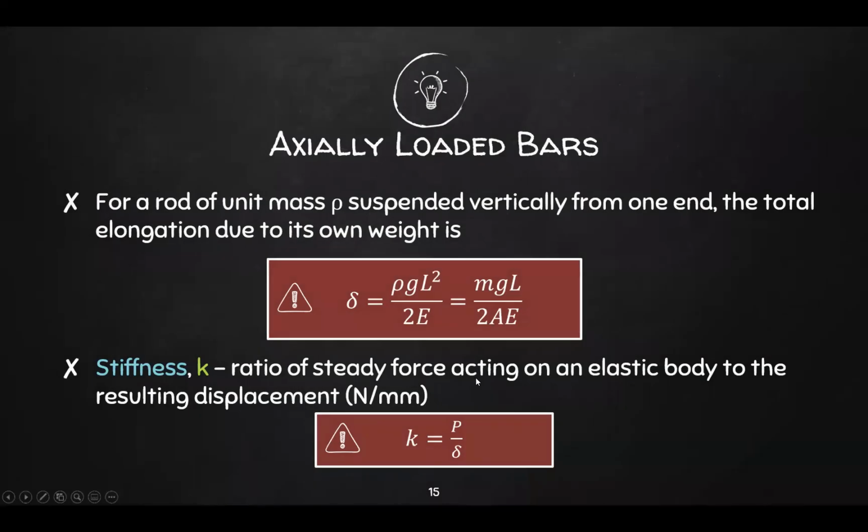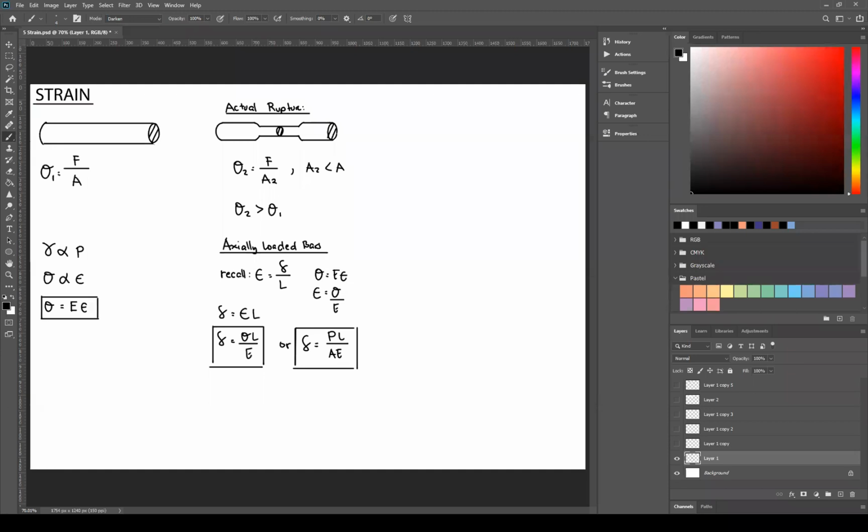Now let's get a bit more specific. Instead of just axially loaded bars, let's talk about suspended bars. For a rod of unit mass rho, which just means density, suspended vertically from one end, the total elongation due to its own weight is given by the following equations. Again, let's derive that. So, suspended rod. Let's draw a rod suspended here.